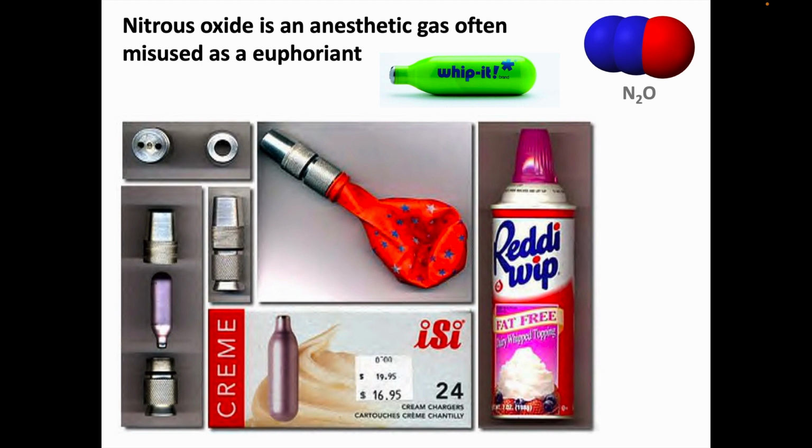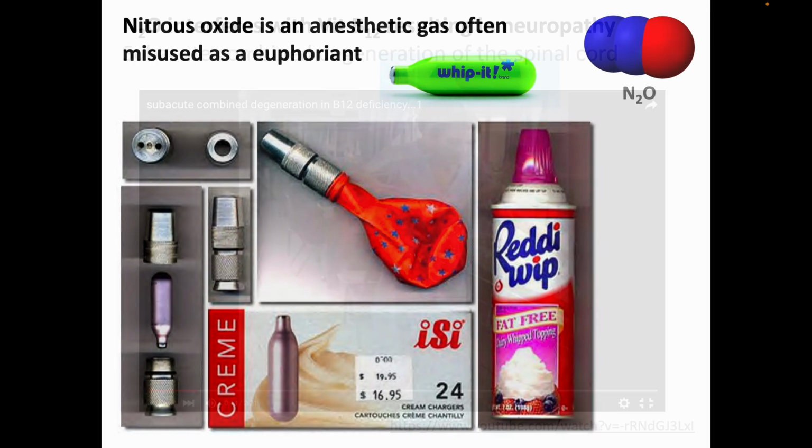The various metal parts shown in the photograph here are used to crack open and control the release of the compressed nitrous, and it's often used to fill up balloons which the user then breathes from. The nitrous containers are commonly called whippets, from a brand name of nitrous for making whipped cream, and the metallic gear to open the containers when you're not actually making whipped cream are called crackers.